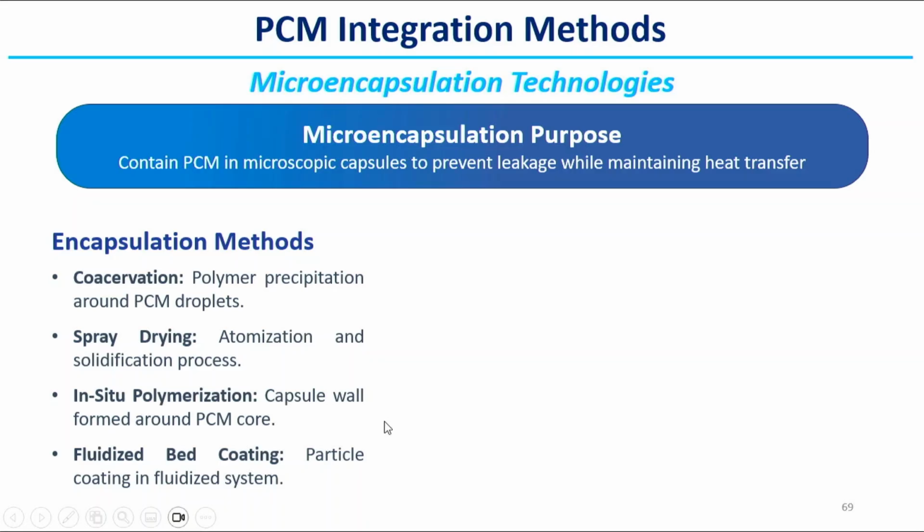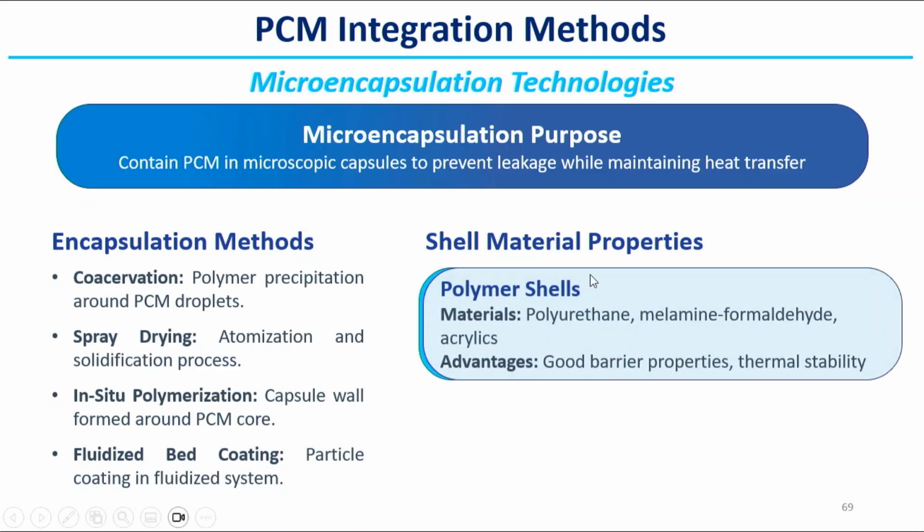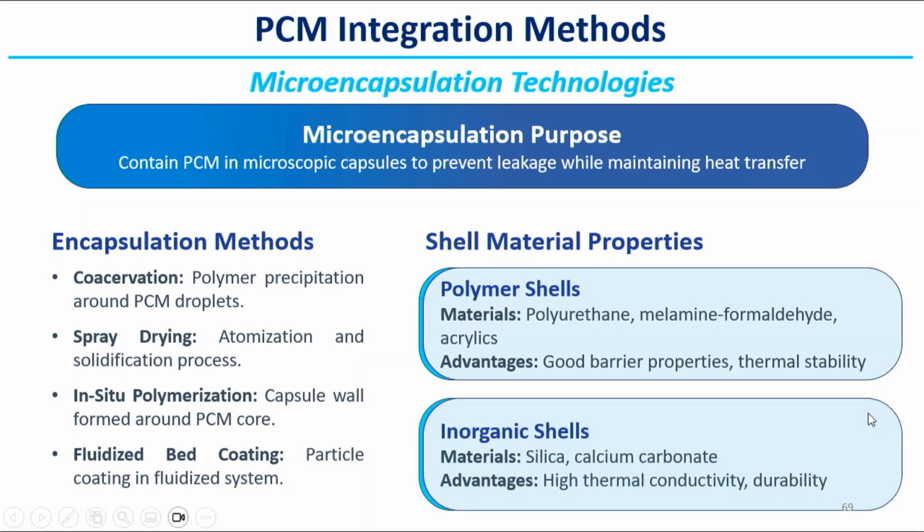Then in situ polymerization, where the capsule wall is formed around the PCM, and fluidized bed coating, where particles are coated with the help of a fluidized system. Fluidized polymer is coated on the particle. The shell material properties: the polymer shells are polyurethane, melamine formaldehyde, acrylic, with good barrier properties and thermal stability. And inorganic shell materials: one is polymer shell, another is inorganic shell, such as silica and calcium carbonate, with the advantage of high thermal conductivity and durability. These shell materials are used to cover the phase change material.